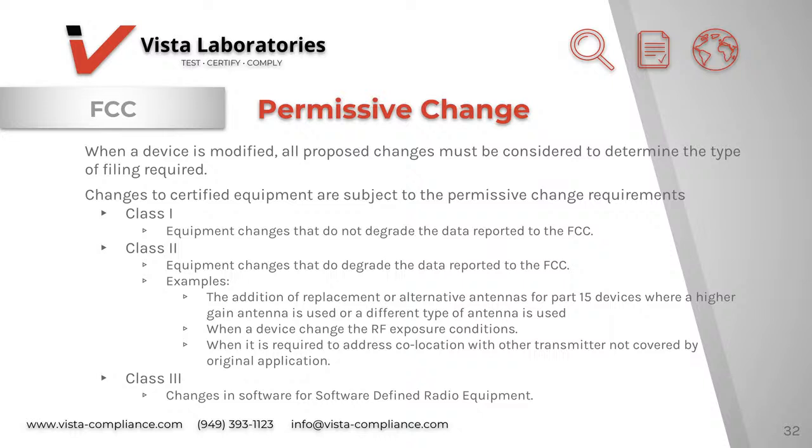Examples: the addition of replacement or alternative antennas for Part 15 devices where a higher gain antenna is used or a different type of antenna is used. When a device changes the RF exposure conditions, when it is required to address co-location with other transmitters not covered by the original application. Class 3. Changes in software for software-defined radio equipment.